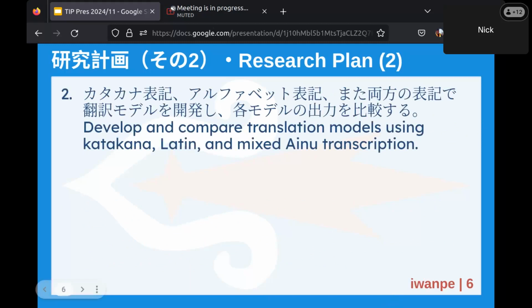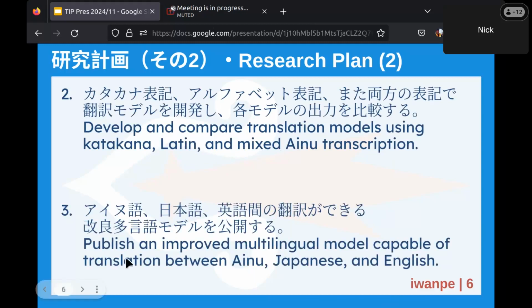Next, I want to develop and compare translation models using katakana, Latin alphabet, and mixed Latin and katakana representations in the data sets to compare the output and see whether using just one or the other or both results in a more, let's say, accurate model. And I want to publish an improved multilingual model capable of translation between Ainu, Japanese, and English with the winner of these models.